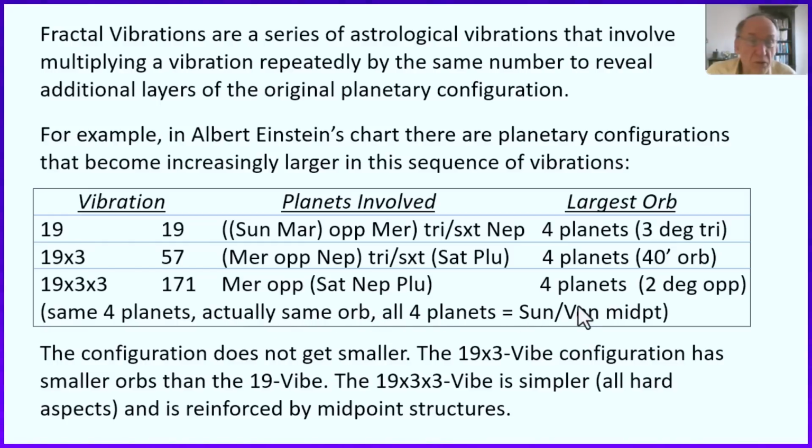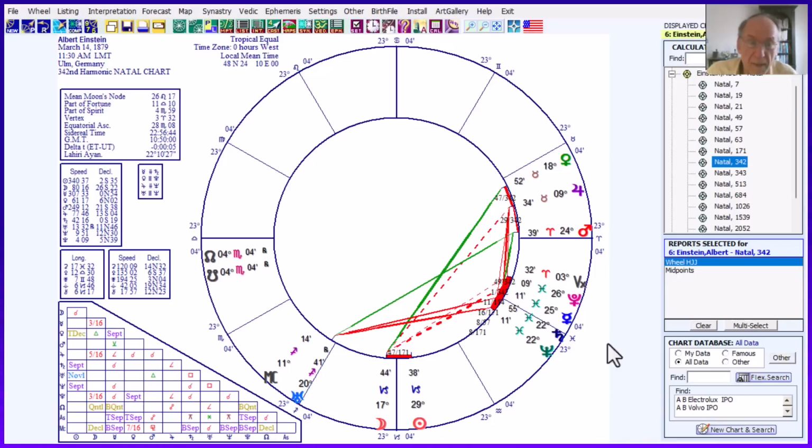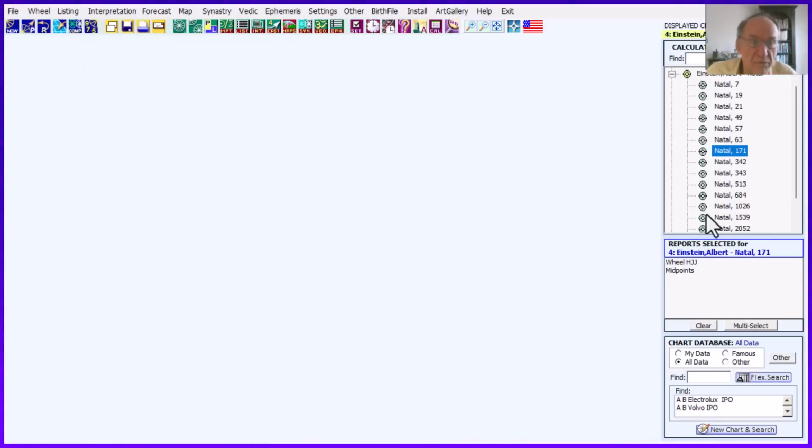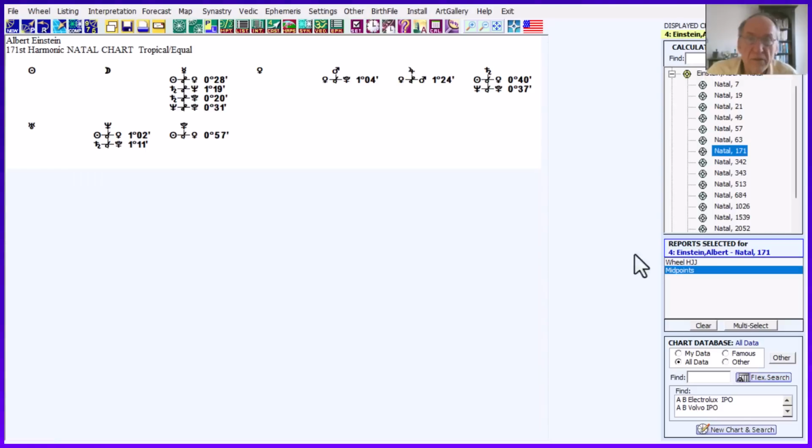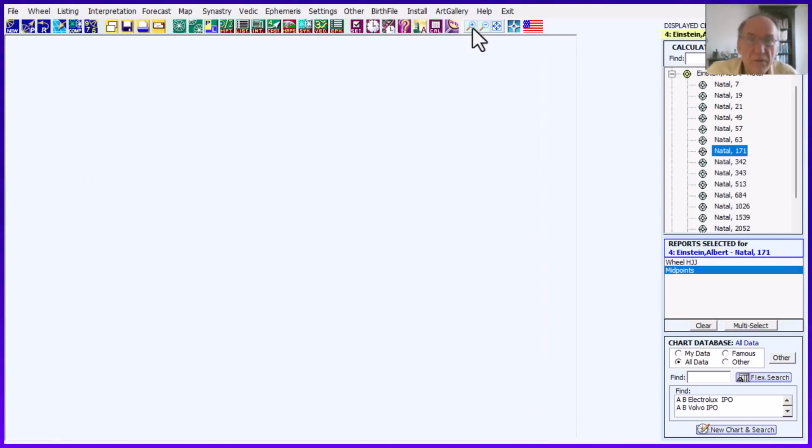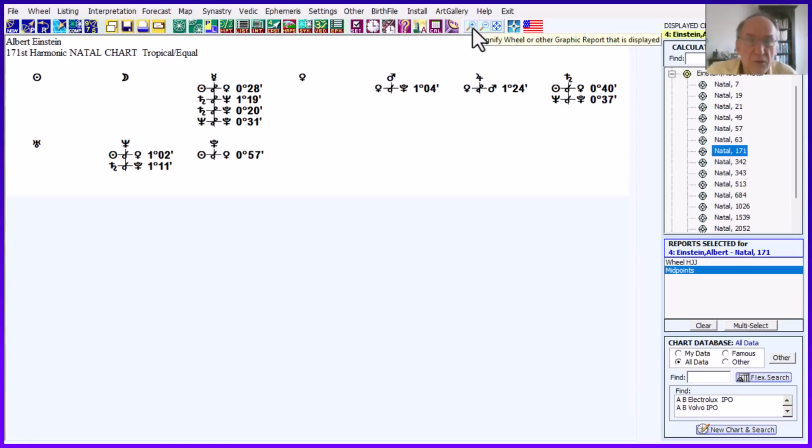The same orb. Also, if you look at the midpoint structures in the 171 vibe, here's the midpoint structures of the 171 vibe. Let me zoom this in so it's easier to read. You see Mercury's at the Sun, Venus midpoint, half a degree. Saturn's at the Sun, Venus midpoint, a little more than half a degree. Neptune's at the Sun, Venus midpoint, about 1 degree. Pluto's at the Sun, Venus midpoint, about 1 degree.